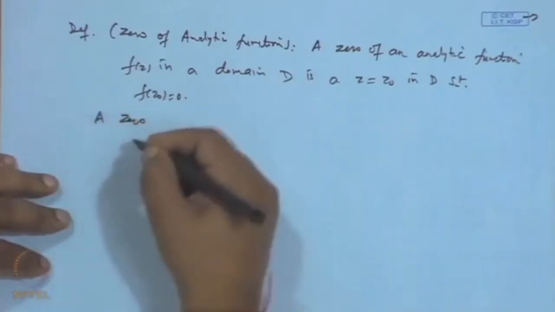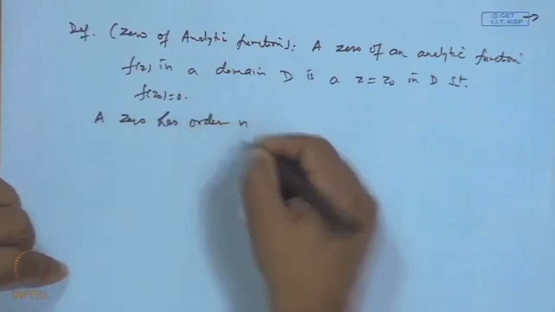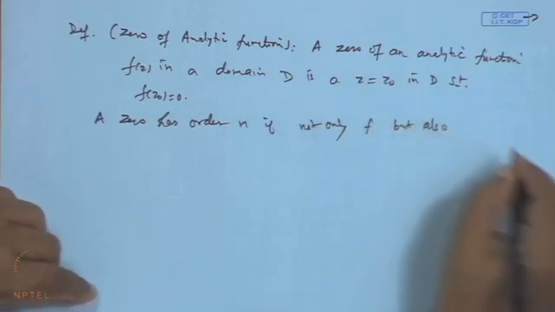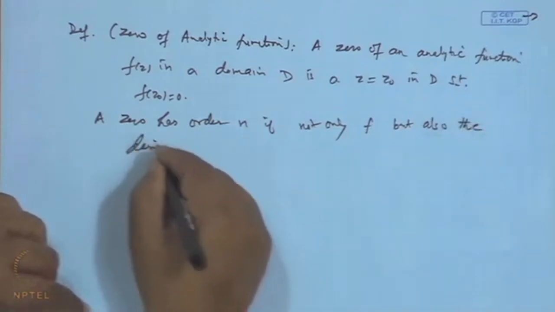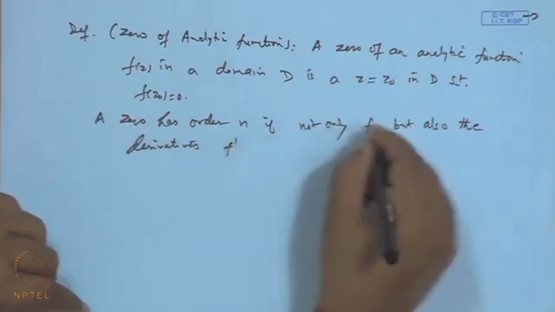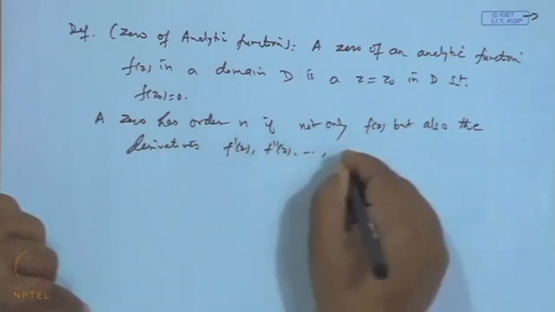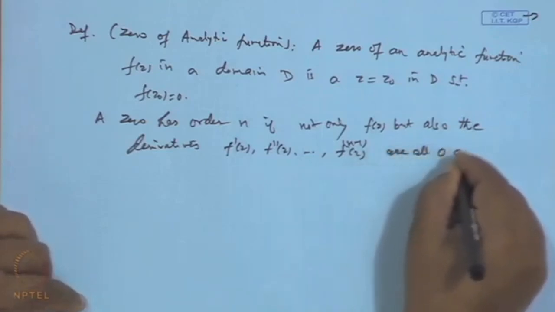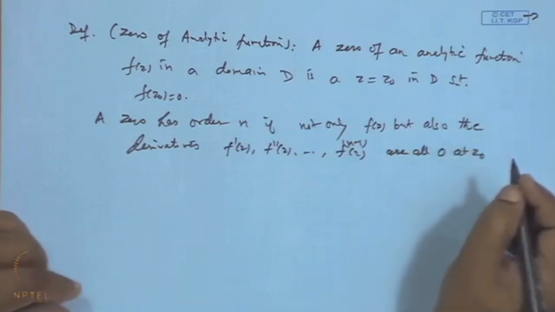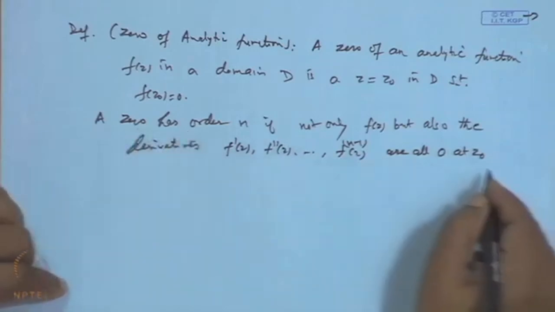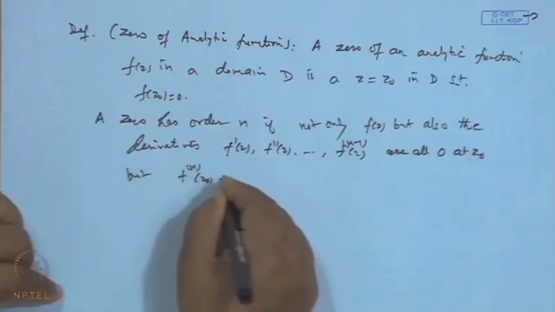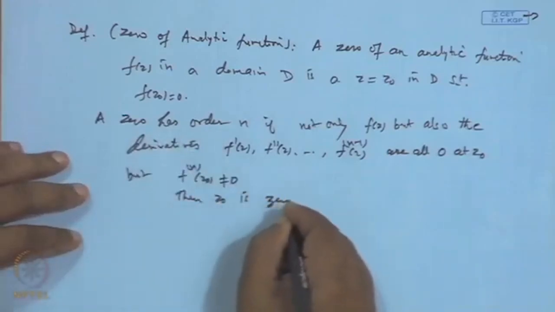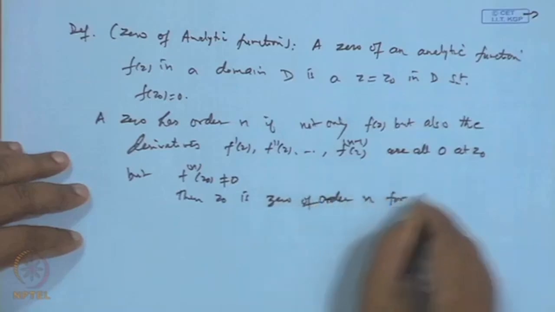A zero has order n if not only f, but also the derivatives f prime z, f double prime z, up to f to the n minus 1 of z, all vanish at z naught, all zero at z naught, but the nth derivative of this function is different from 0. Then we say z naught is a zero of order n for the function f(z).